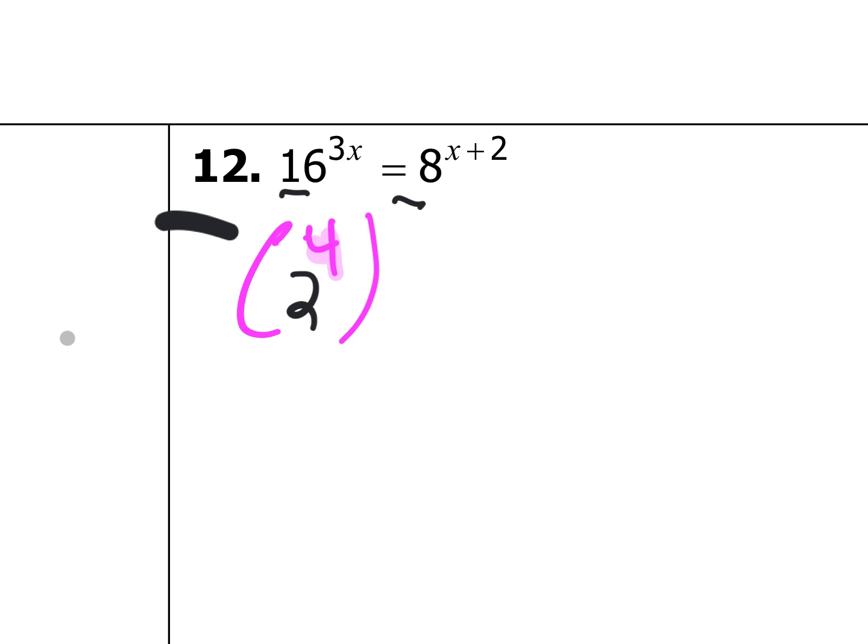So all of that has to keep the exponent of 3x. Equals to? How do I create the 8? 2 to what power? 2 to the 3. The 8 becomes 2 to the 3, but I still have the exponent x plus 2, right?